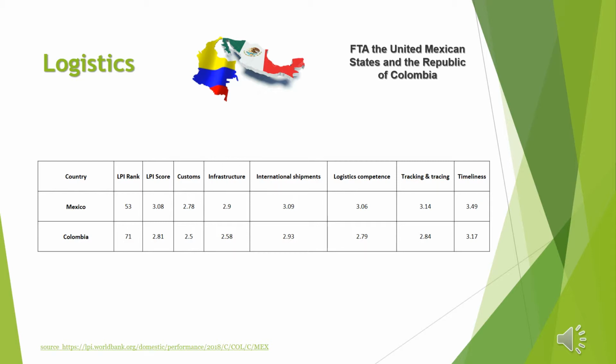Mexico is in 53rd place in the rank, and Colombia is 71st. Here's the score they have for logistics: the infrastructure, the international shipping, the logistic competence, the tracking and transit, and the times. Those numbers show us which country is better in logistics.